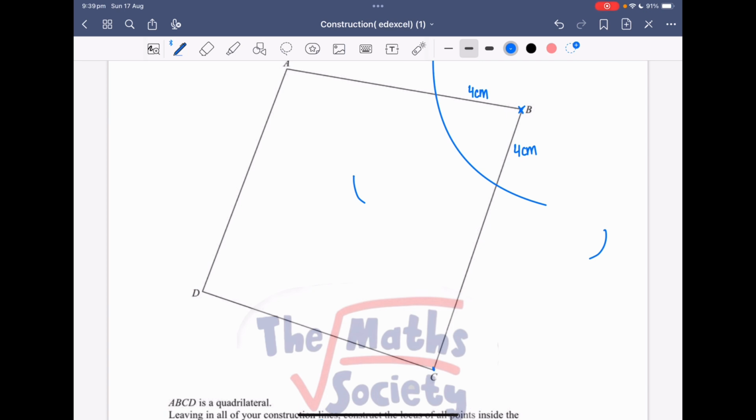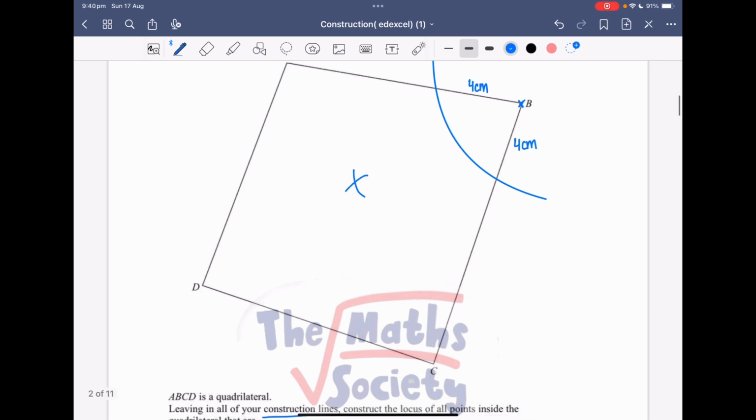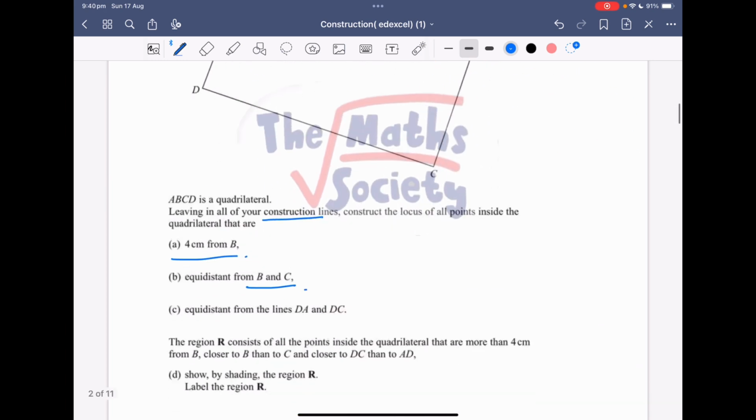Then you put your compass on C again, and make sure that it's from this way and this way. This is just a draft, so it's not going to be 100% accurate. I'm just going to draw how it's supposed to be drawn. It's going to be here and here. It's quite hard to show you on the tablet, but normally you're just going to draw a perpendicular bisector. This might not be 90 degrees accurate, but that's okay. So that's where you get equidistance from B and C.